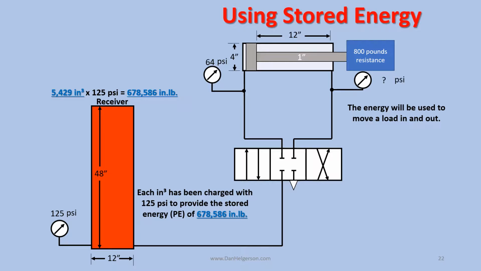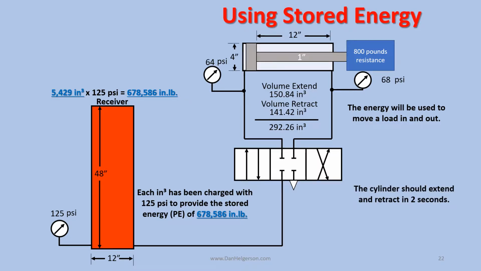What will be the pressure to retract the cylinder? Well, we use the same math equation here, except now we have to take out the area of the rod, and so we find that we're going to have a little bit higher pressure. It will be 68 psi. The volume to extend is 150.84 cubic inches. The volume to retract is 141.42 cubic inches. That means we have a total of 292.26 cubic inches required.